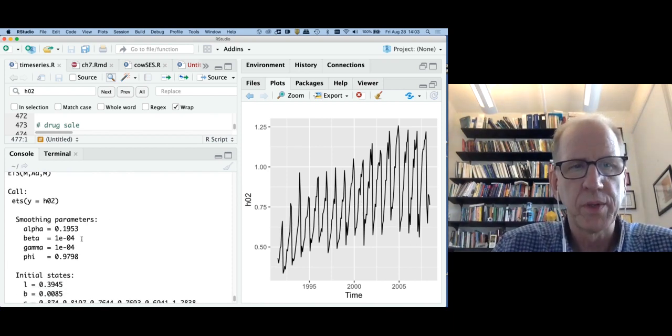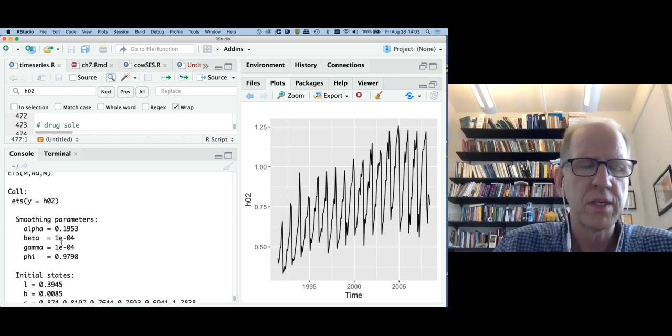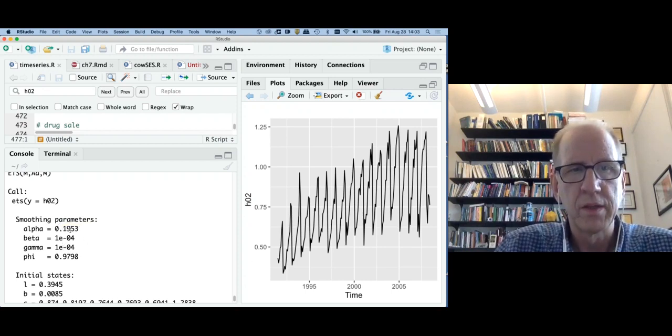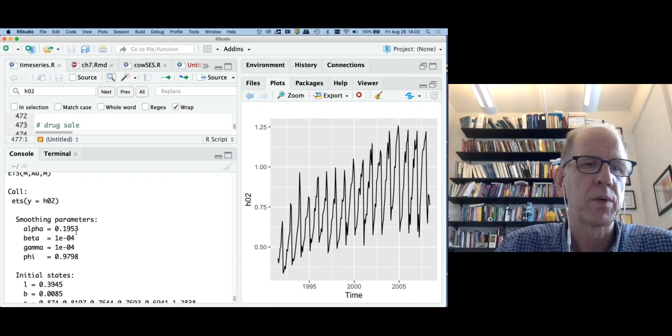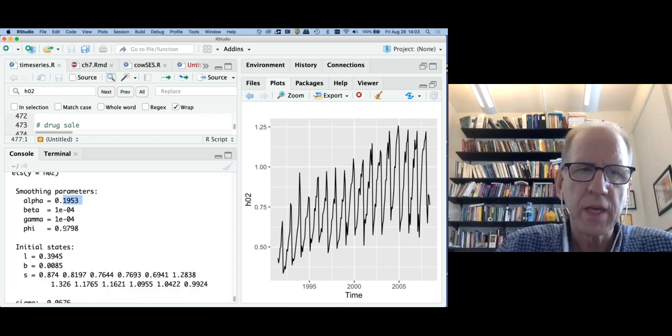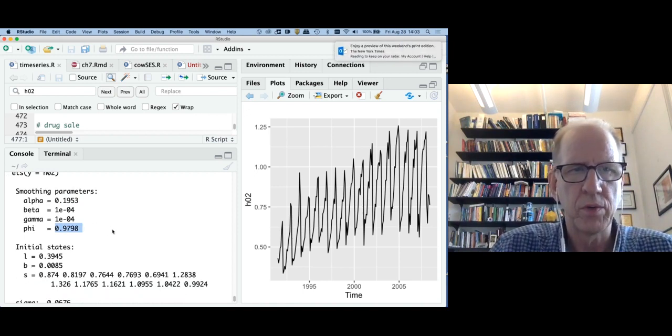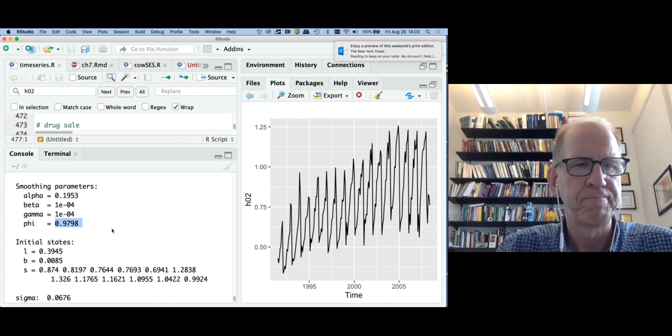What we see from our smoothing parameters is that the slope and the trend part, the seasonal part and the trend part don't change much over time. The level does a bit. So we're going to give a fair amount of weight to the most recent observation. And it looks like it helps to use the damped trend. We don't want to just do a straight trend.